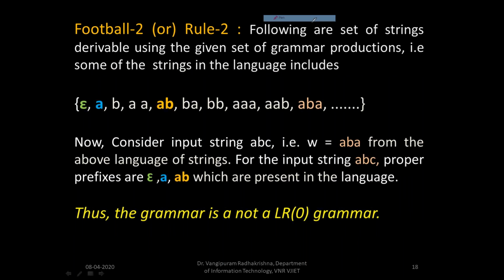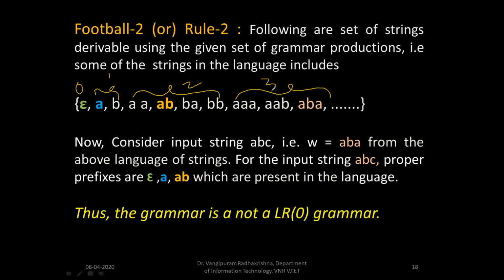Now assume that football 2 is applied. Then these are the set of strings which are available for you. Epsilon is a string of length 0. A and B are strings of length 1. AA, AB, BA, BB are strings of length 2. These strings are of length 3.